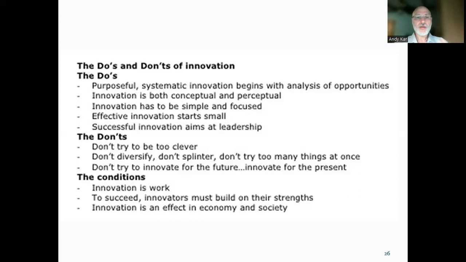The conditions. Innovation is work. To succeed, innovators must build on their strengths. Innovation is an effect in the economy and society. Of course, these are the obvious. It's about working hard. We said that hard work is very important. You need to build on your strengths. Everybody has his or her pros and cons. You need to build on your pros, on what you are best at doing. And of course, innovation can have an effect on society and the economy. We discussed that. We saw social innovation, technological innovation, and this kind of stuff.